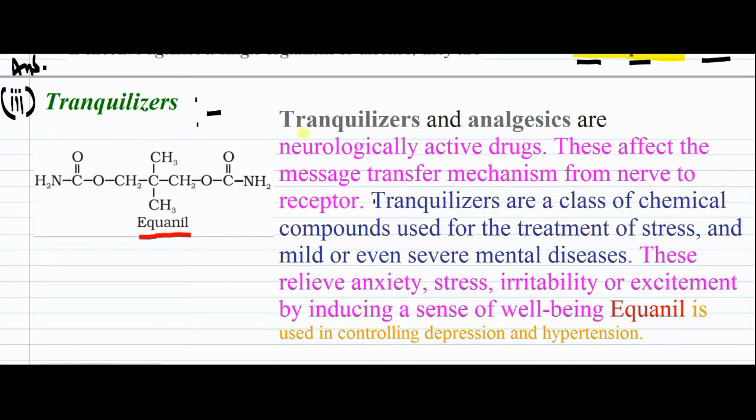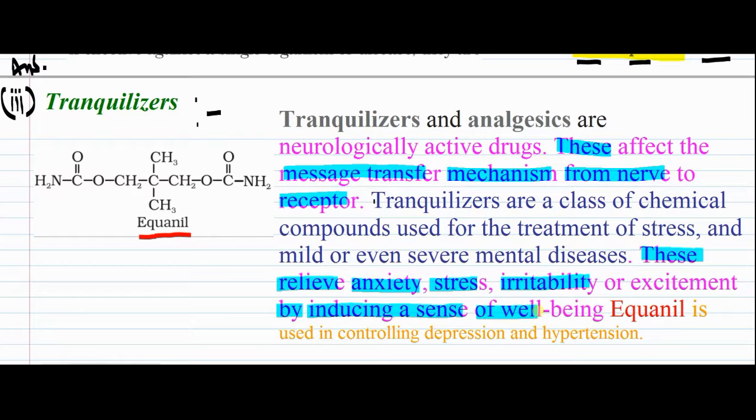Tranquilizers are neurologically active drugs. These affect the message transfer mechanism from nerve to receptor. These relieve anxiety, stress, irritability, or excitement by inducing a sense of well-being. Equanil is used in controlling depression and hypertension.